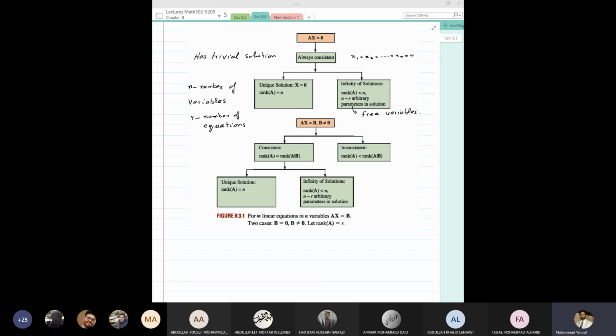Okay, I'm going to section 8.3. I have 11 minutes left. I can do some questions from the exercise. Here in exercise, it is saying that find rank of the matrices from question number 1 up to question number 10. It says use theorem 8.3.1, and what is 8.3.1 theorem? Rank is number of non-zero rows.